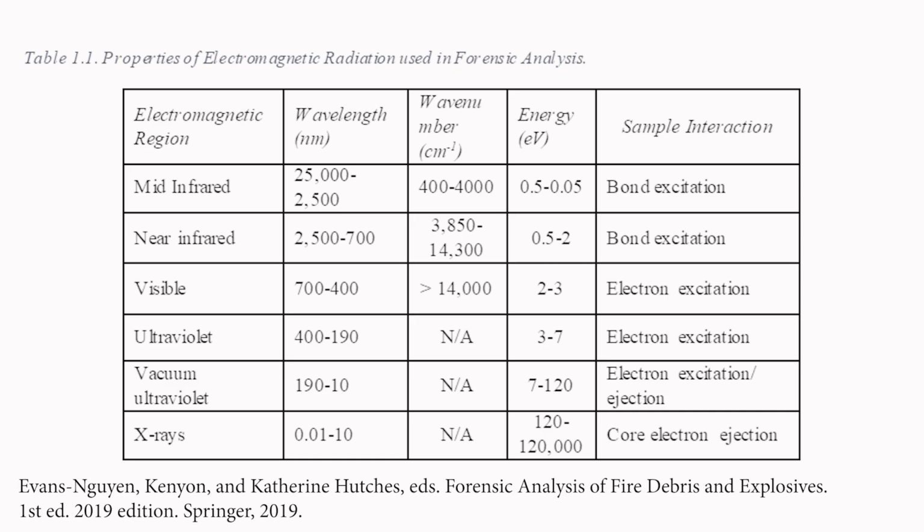But we tend to use wave number in that region, which I think is very unfortunate, but it's a fact of life. Wave number is pretty dumb, but it's just the inverse of the wavelength. Now the energy associated with this is going to be between 0.5 and 0.05 electron volts.